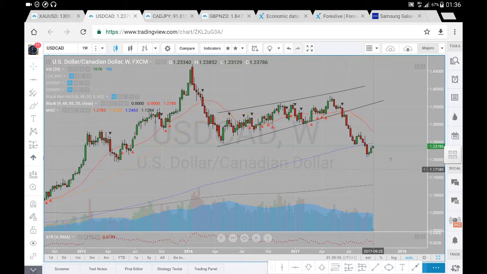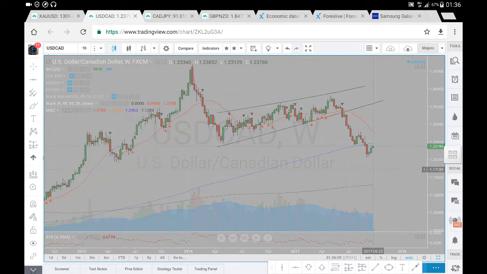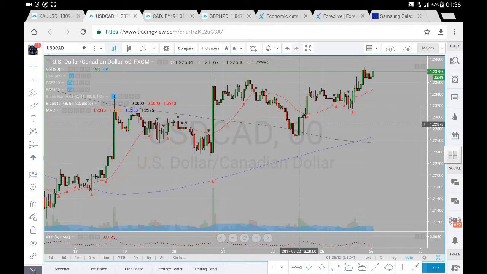Now let's just see where we are. We open at 123.34. So if I go down to the hourly chart, 123.34. Let's just see where we are. I have not identified any levels on this US dollar CAD. 123.34.